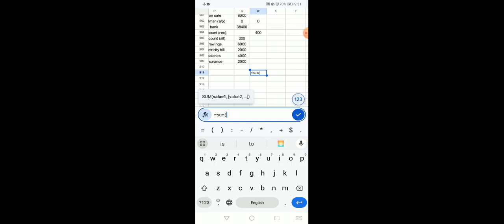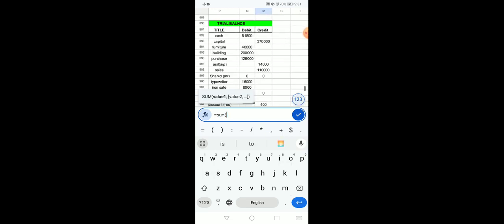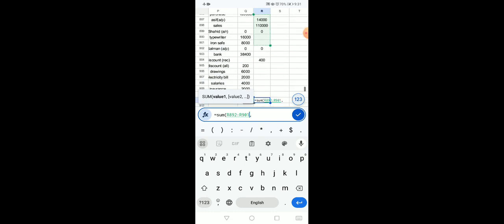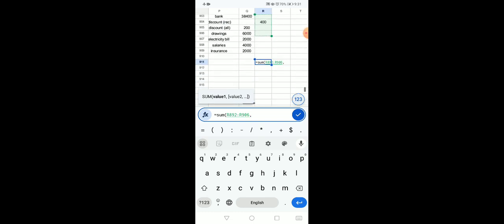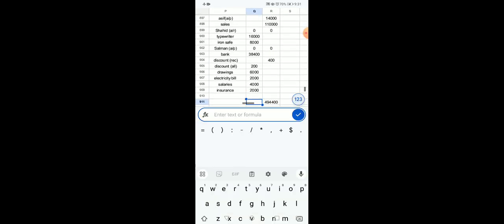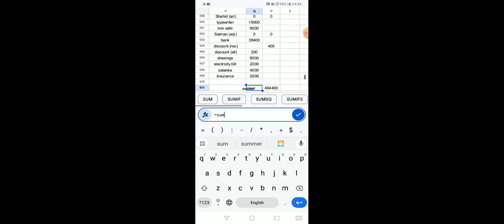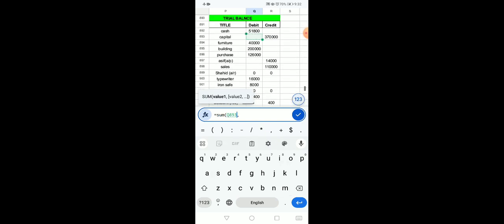Sum of the credit side we will take, and I'm getting help from Excel. Whatever amount is present on the credit side, I'm asking Excel to take the sum. So here you have the sum of the credit side, which is 494400, and we will be doing the same, taking the sum of the debit side as well.